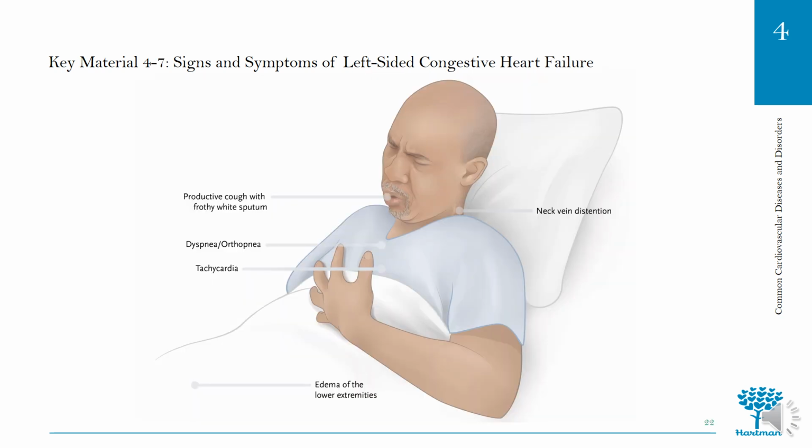Signs and symptoms of left-sided congestive heart failure. So know the different signs and symptoms for left and right. So left side is going to be edema of the lower extremities, tachycardia, dyspnea, orthopnea, neck vein distension, productive cough with frothy sputum. So what does sputum mean? What is sputum?